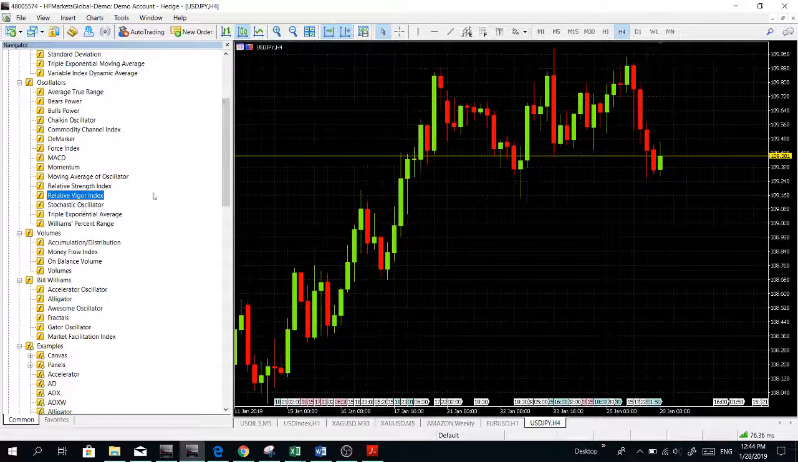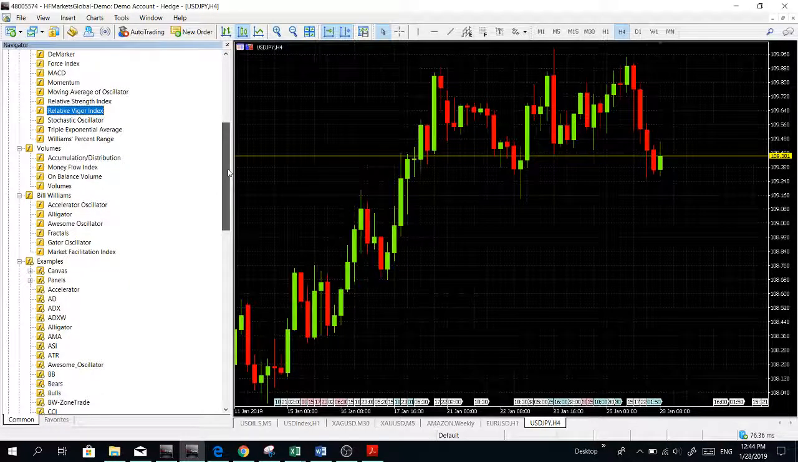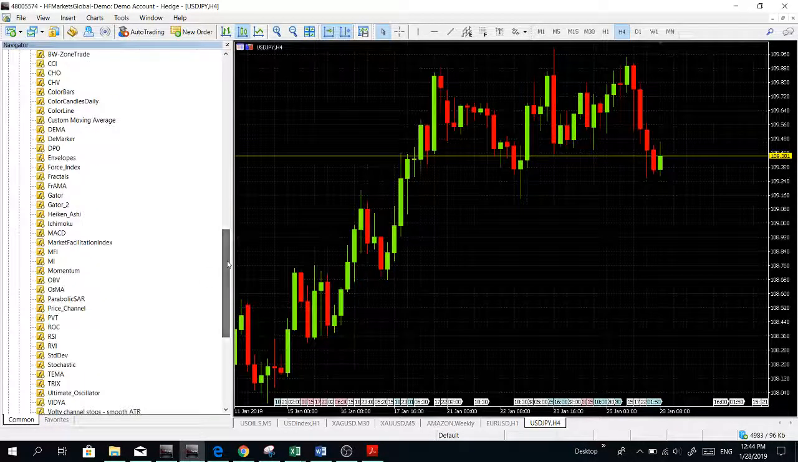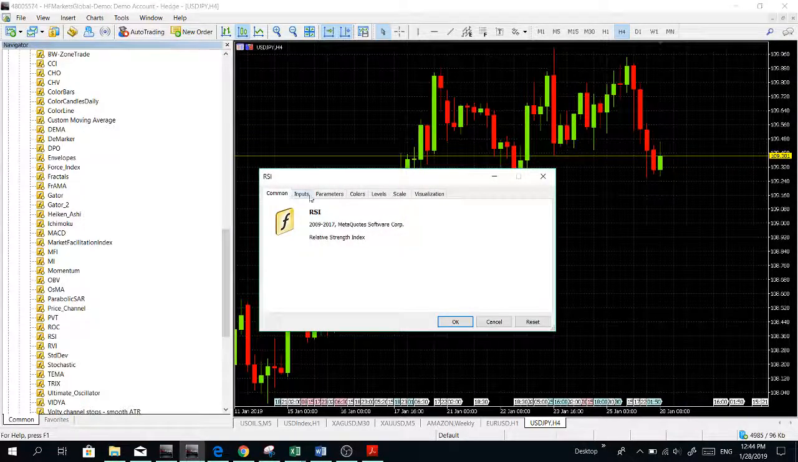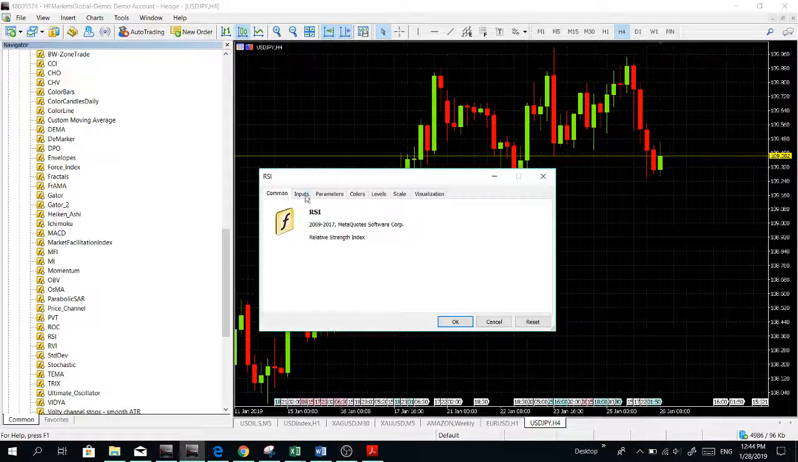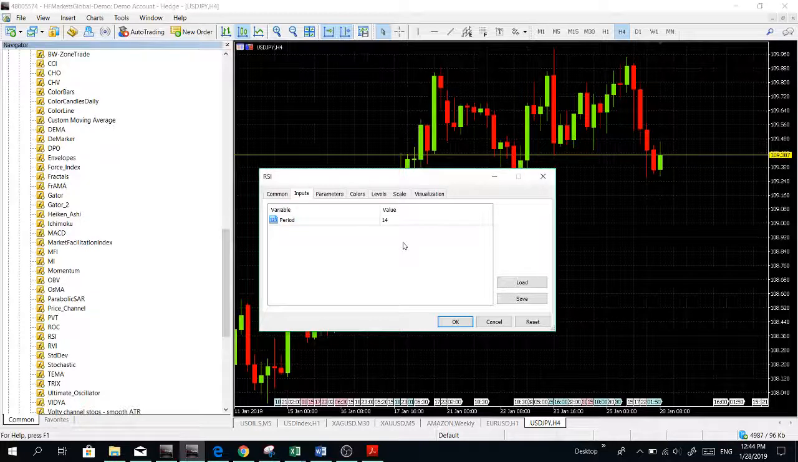Now this relative strength index you can use for CCI too. It's different. Let's change the levels to 20 and 80. Time period is 14. You can change it to whatever, but 14 is standard and it's fine.